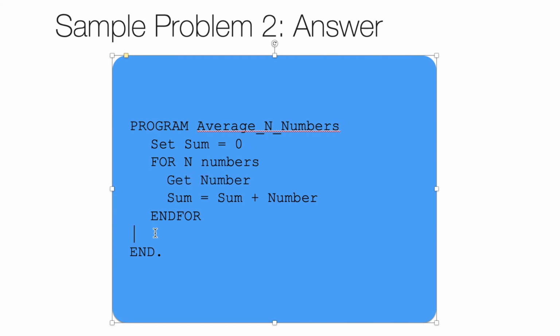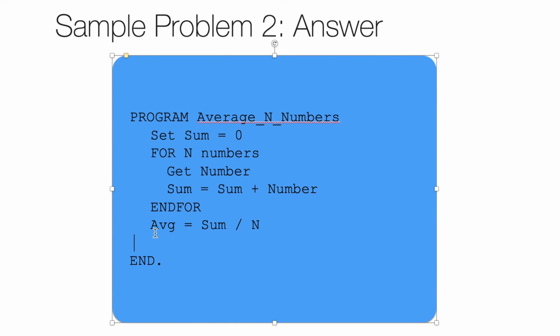Once I complete the repetition task, I need to compute the average. So then I can use average equal to sum divided by n, and finally I'm going to display the average. So this is the complete pseudocode to find average of n numbers.